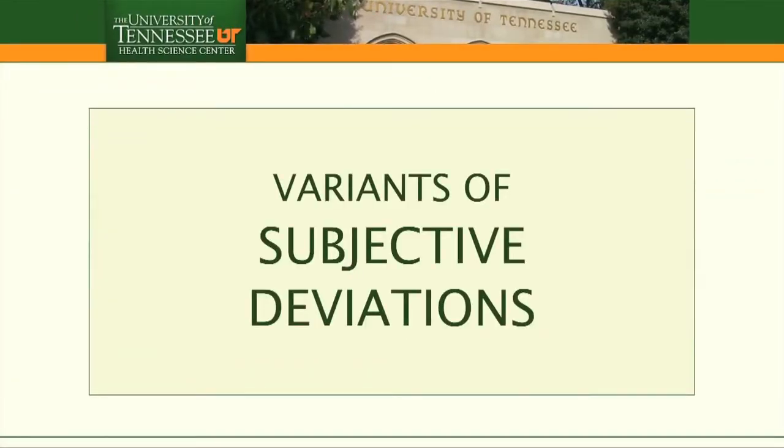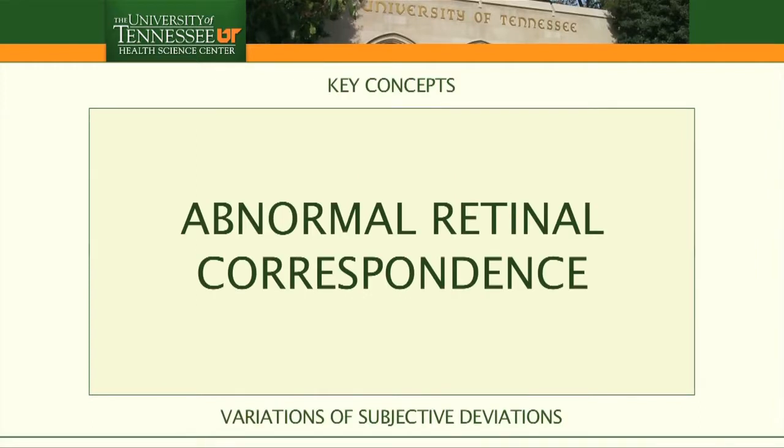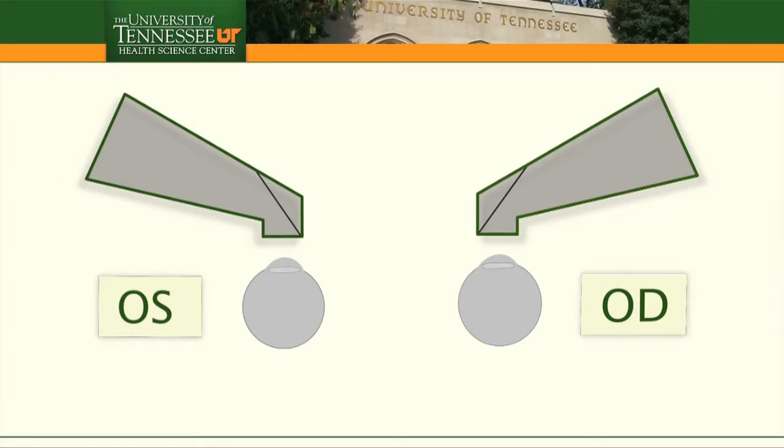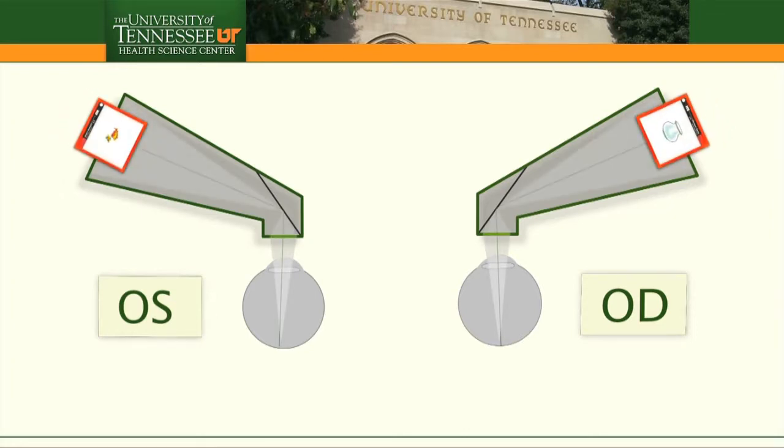Variations of subjective deviations. Abnormal retinal correspondence. On the troposcope, the assessment of retinal correspondence must be done without any fusional stimulus. Therefore, simultaneous perception slides are used. Each haploscopic tube projects an image onto each retina.